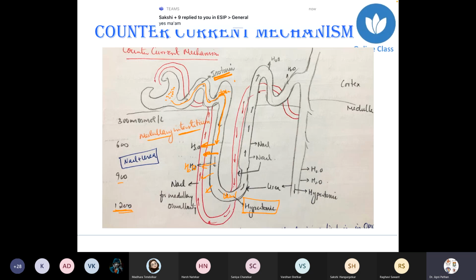Now, when the same filtrate moves in the opposite direction, upward in the ascending limb, it will start losing NaCl. And when it starts losing NaCl, what will happen? It will become hypotonic. In the descending limb it lost water, so it became hypertonic, but here you're removing NaCl, so it becomes more hypotonic. At the DCT, it is again hypotonic or isotonic.